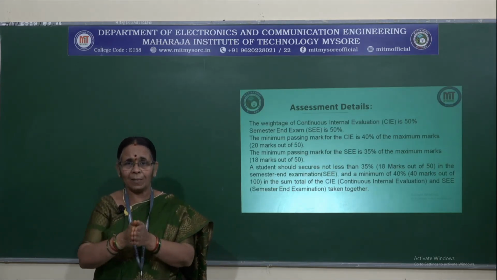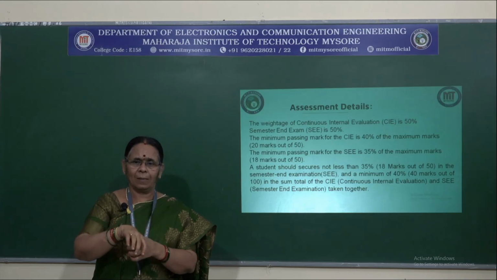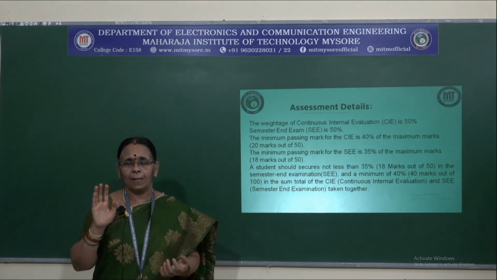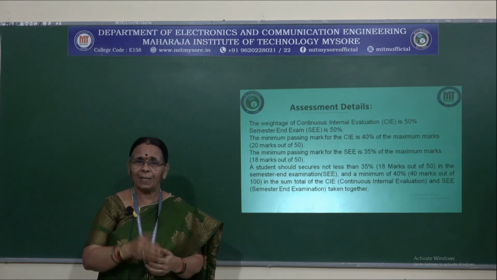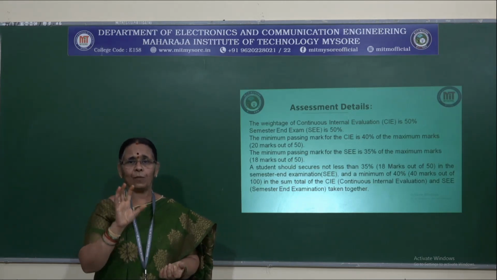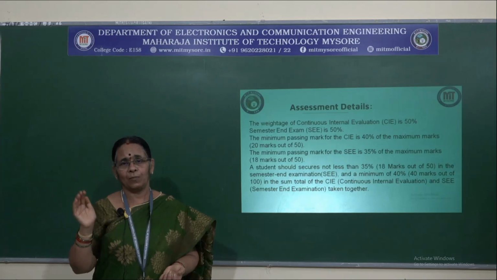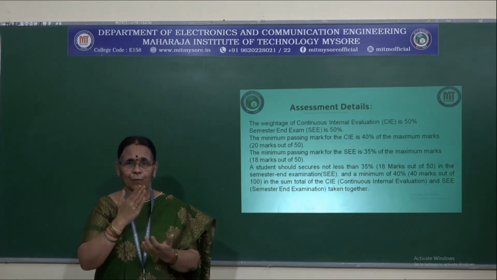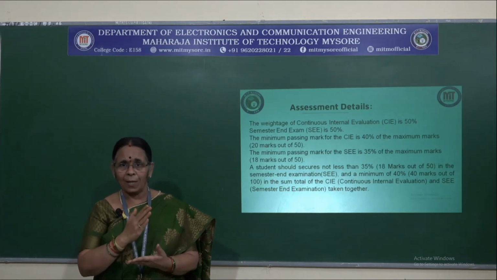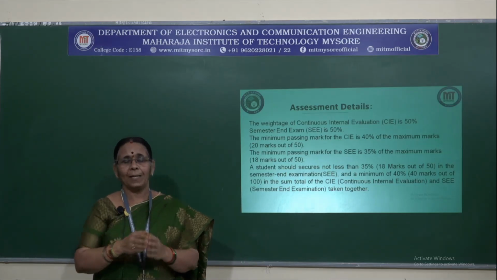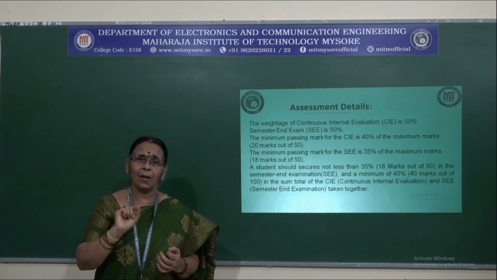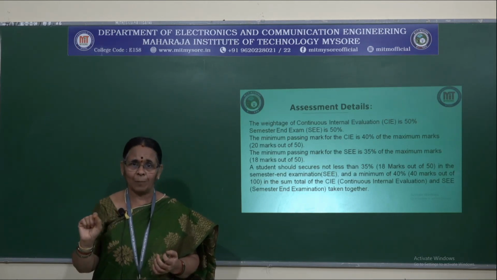But this 100 marks is now descaled to 50. That is, it will be divided by 2. So when it is downsized to 50, you have to score 40% out of 50. That means 20. If you score 20 minimum, you are eligible to write the examination. Otherwise, you will get NSSR, that means not satisfied sessional requirement.